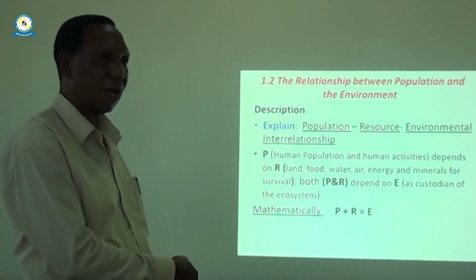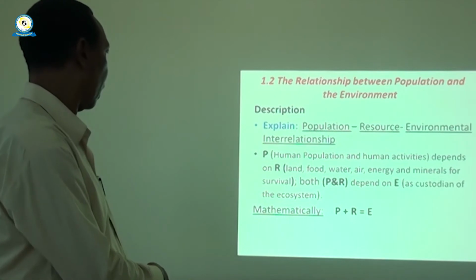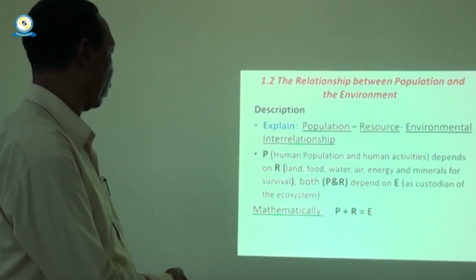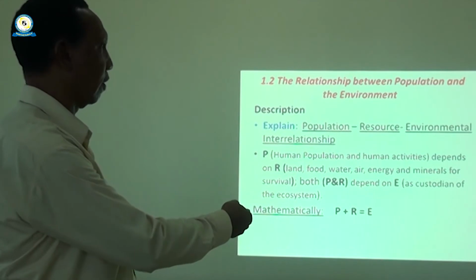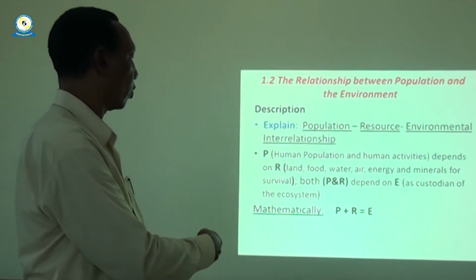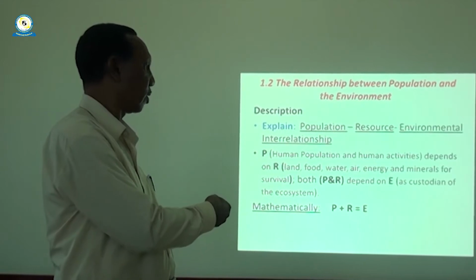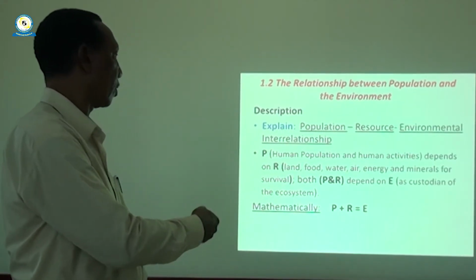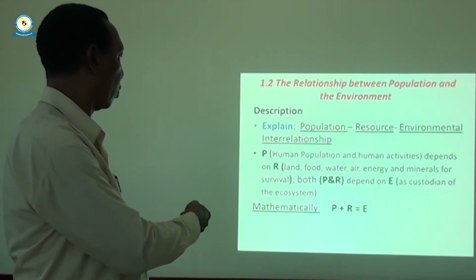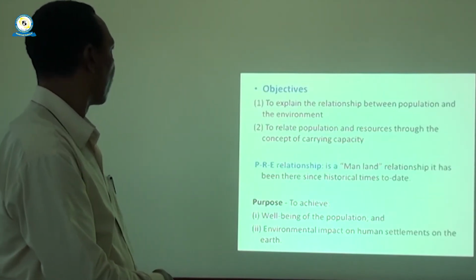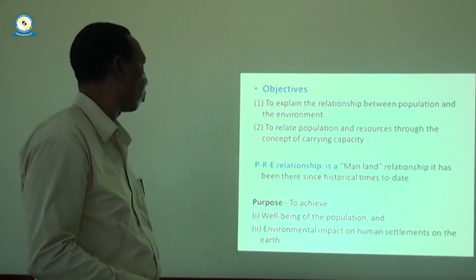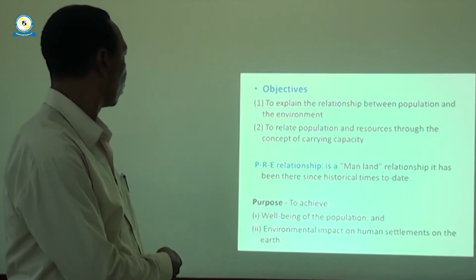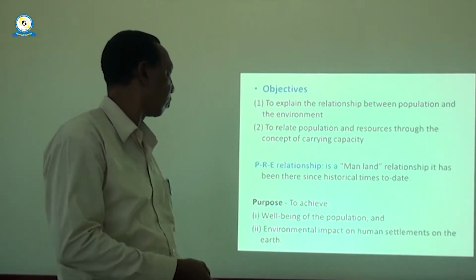So we can put this under a mathematical model, like P plus R is equal to E. That is, if, for example, you let R vary, then there will be some impact on the environment. But if you also let P vary, it also has some impact on the environment. So you can interpret this in a simple model like that. The objective of this presentation is to explain the relationship between population and the environment, and to relate population and resources through the concept of carrying capacity.